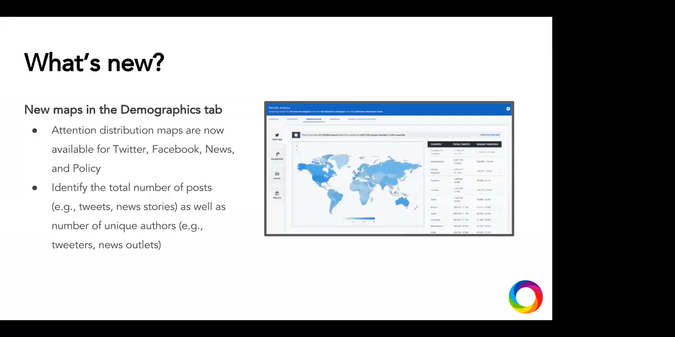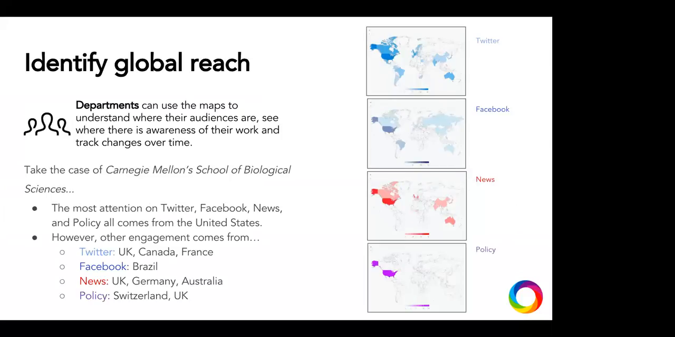But this is really interesting for helping you understand where in the world your research is getting engagement. And that's exactly what we propose you do with it. So, for example, departments might like to use the maps to understand where their audiences are, so they can see where there's an awareness of their work and how that changes over time. This can be really useful if you're trying to raise the awareness of your work in a specific region, or if your studies perhaps focus on a specific part of the world, if you want to see if you're actually reaching people there, and whether they are growing in their awareness of your work.